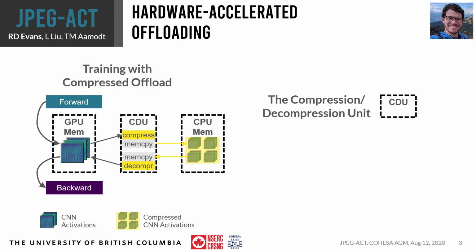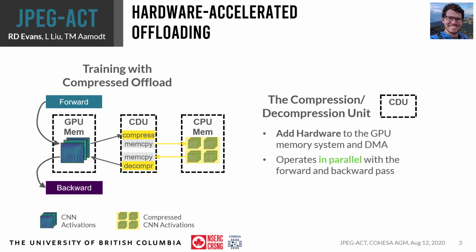This compression-decompression unit, although it adds hardware to the GPU memory system and DMA, has many advantages, such as operating in parallel with the forward and backward pass to avoid extra computational overhead, and allowing a significantly higher offload rate than the PCI Express only solution.